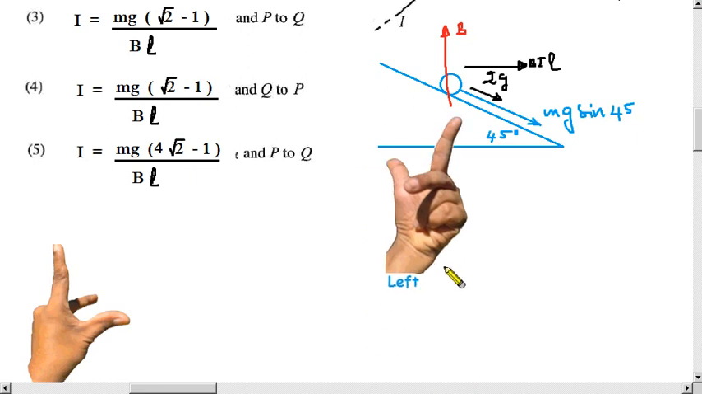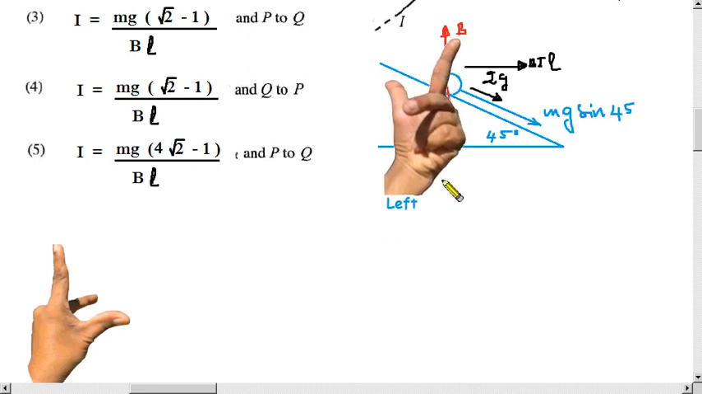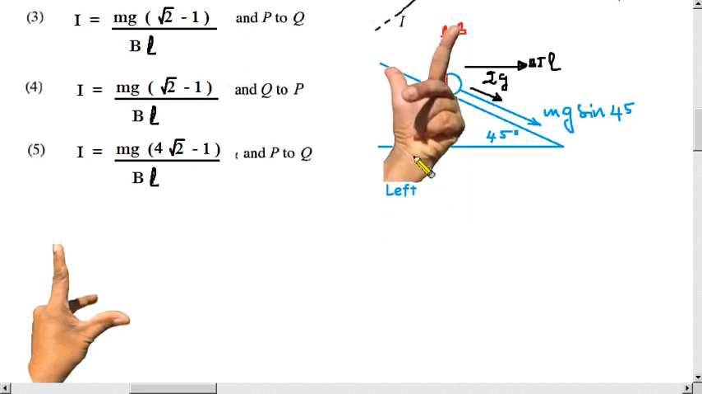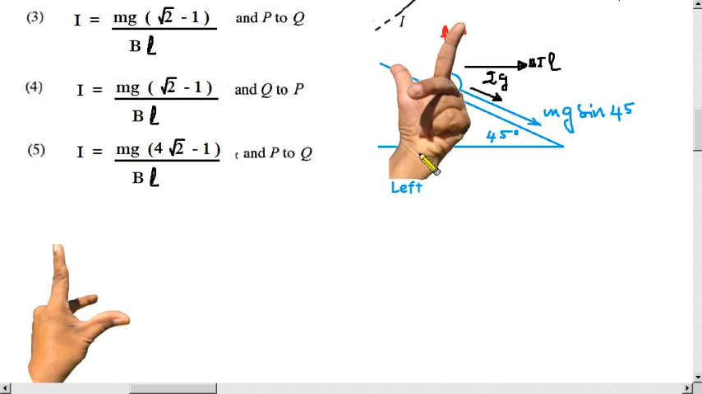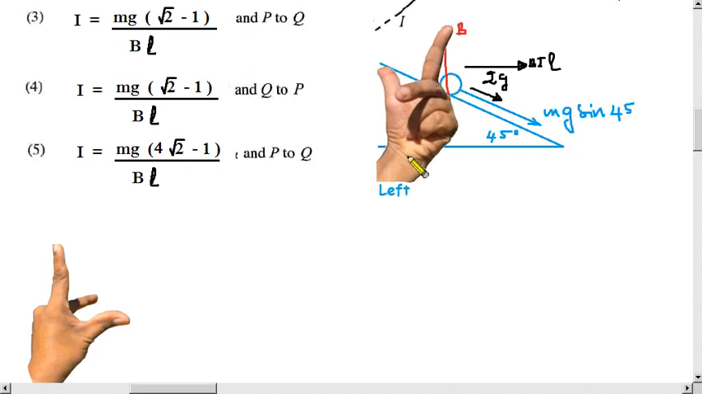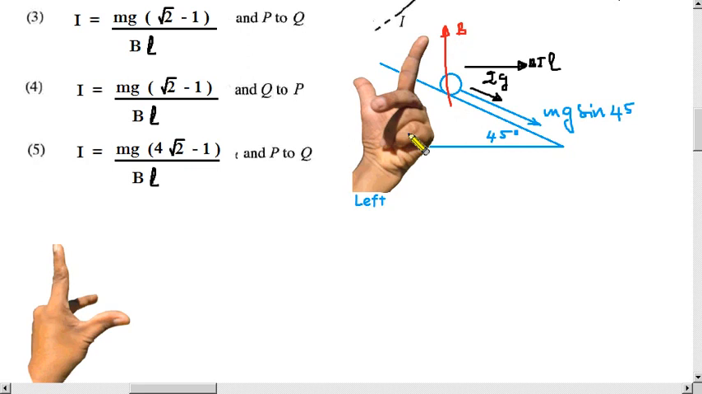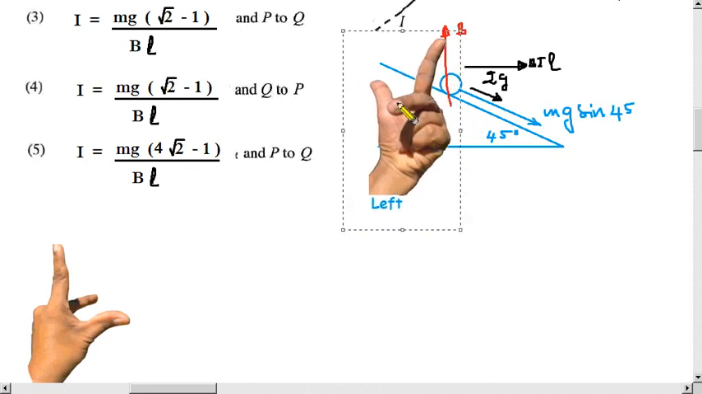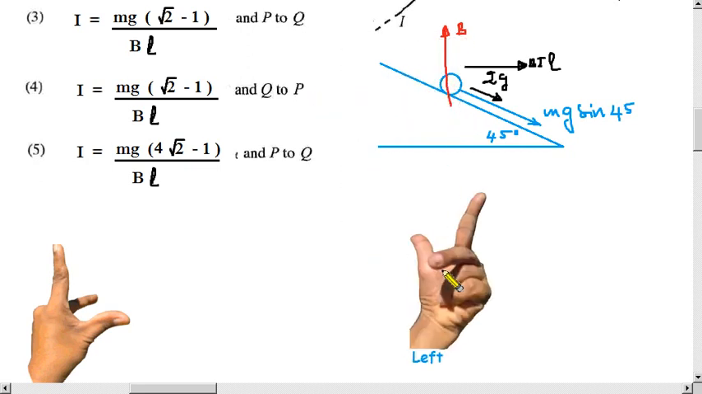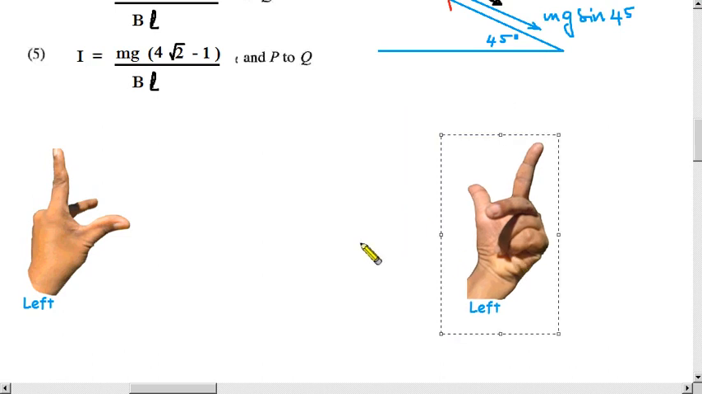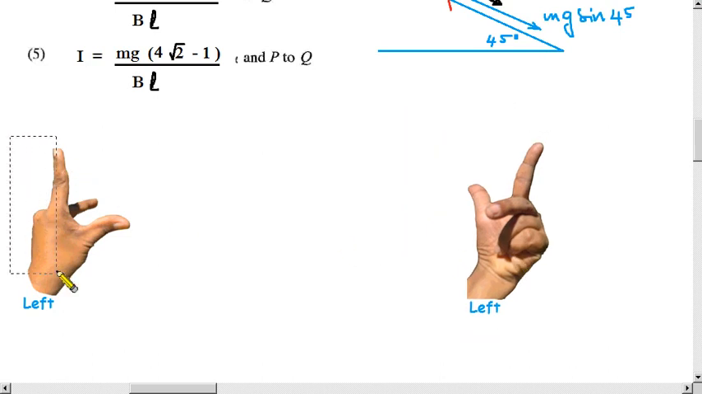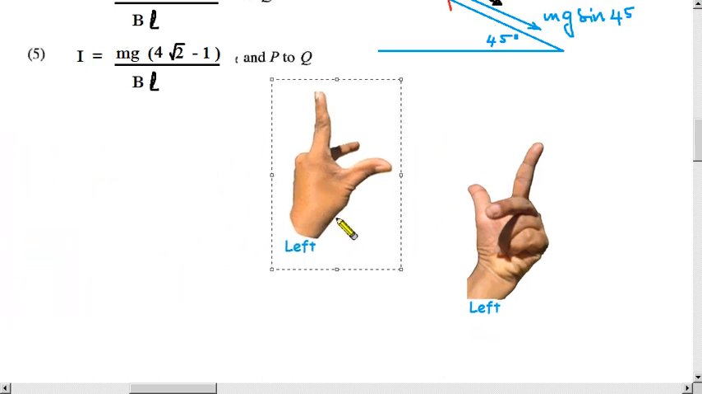So if we place our index finger like this towards B, and if we assume that the current is coming out, this one is the center finger, current is coming out from the wire, then the force generated is towards the left side. This thumb is towards the left side. So that is not what we want. So let us change the direction of current.